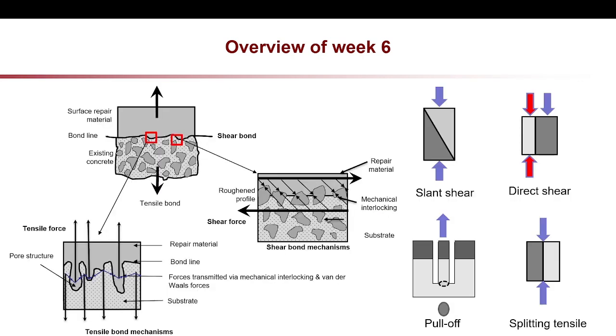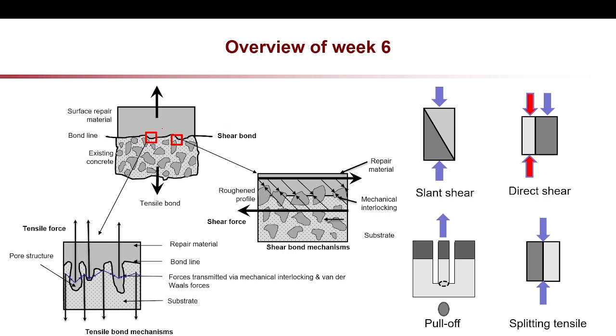So the next thing is the bonding of repair material to existing concrete. This is our existing concrete, and this is our repair concrete. Two types of failure are possible. Either they will experience tensile stresses and the tensile bond will break, or the shear bond, as we have seen because of shrinkage or other cases, between these two materials will fail.